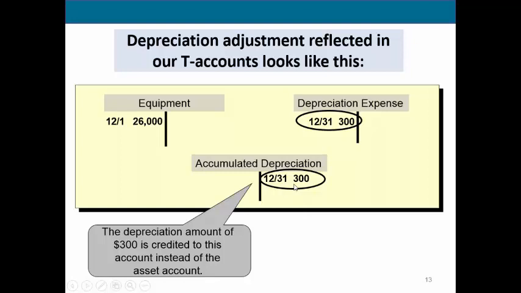The reason we do this is because when we put these onto our balance sheet, we'll put equipment and accumulated depreciation together, one under the other, and we'll net these two together. So if you were to net accumulated depreciation with equipment, the net value would be a reduction in your equipment asset. So the net book value, instead of equipment being $26,000, your net equipment value is $25,700, because it's $26,000 minus $300.